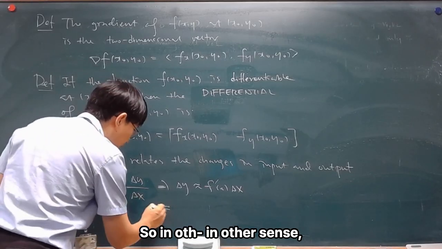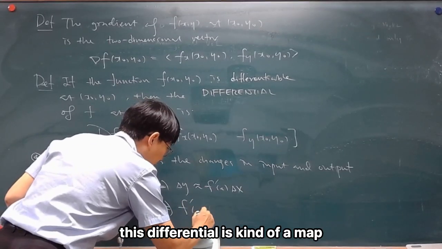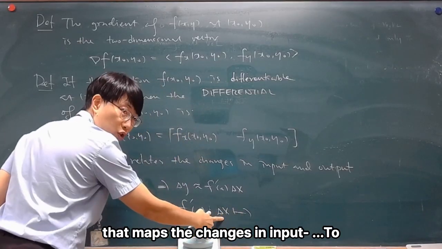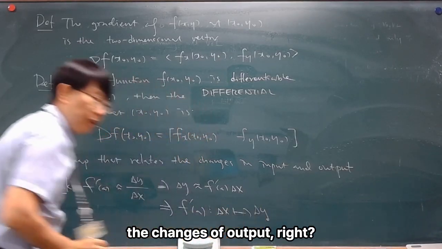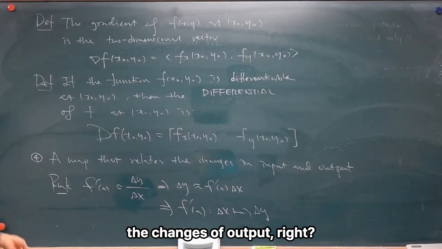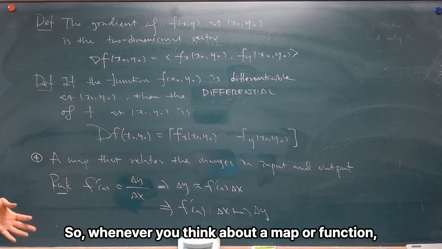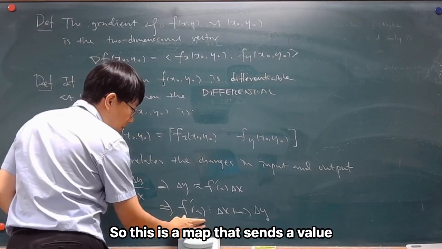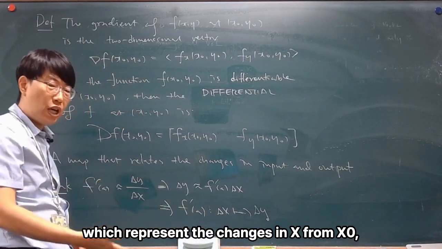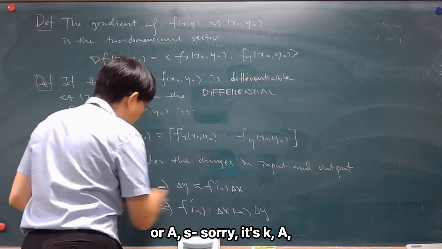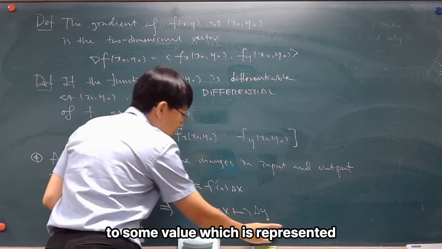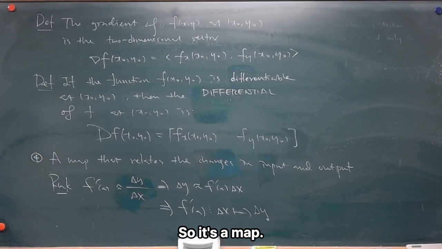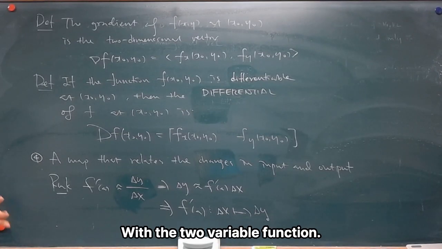So in other words, this differential is a map that maps the changes in input to the changes of output, right? Whenever you think about a map or function, it's just a relation that sends one value to another. So this is a map that sends a value which represents the changes in x from a to some value which represents the changes of y accordingly. So it's a map. We want to do a similar thing with the two-variable function.